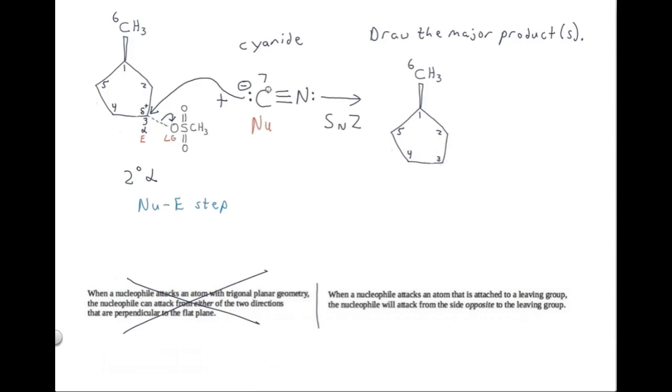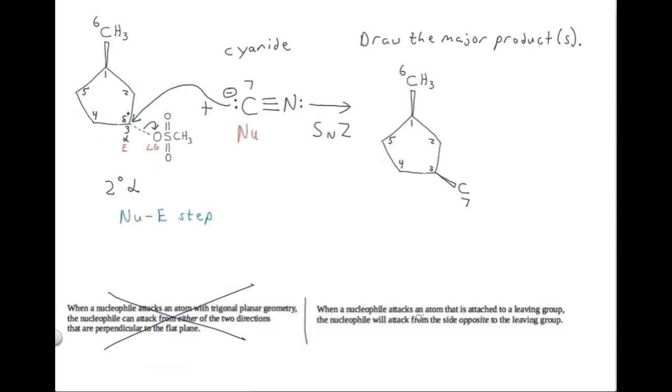Therefore, this nucleophile should attack from in front of the page. Therefore, the nucleophile will end up in front of the page on a wedge. We used this rule: the nucleophile attacked from the side opposite the leaving group, so the nucleophile ended up attached in front of the page. Notice that we're continuing to number all the carbons consistently with our old numbers.